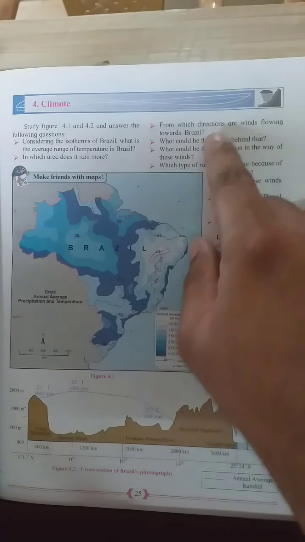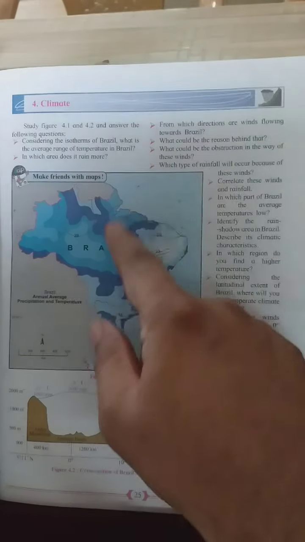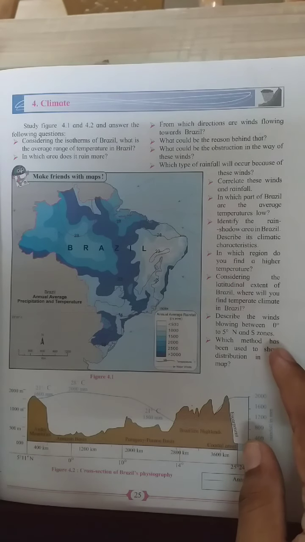Then from which direction are winds flowing towards Brazil? You can see the winds are moving in this direction. Then what could be the reason behind that? What could be the obstruction in the way of these winds? What is obstructing them? Which type of rainfall will occur because of these winds? Correlate these winds and rainfall.